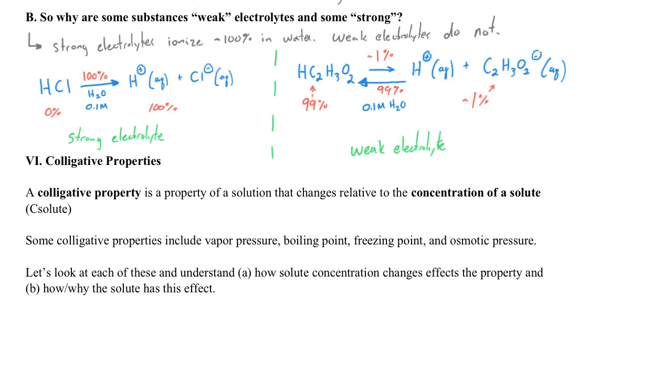So now that we've talked about electrolytes, let's talk about the next section, which is part 6, colligative properties. A colligative property is a special property of a solution that changes when the concentration of a solute also changes. A few examples of colligative properties include vapor pressure, boiling point, freezing point, and osmotic pressure. So let's go to the next page and start learning about each of these types of colligative properties.